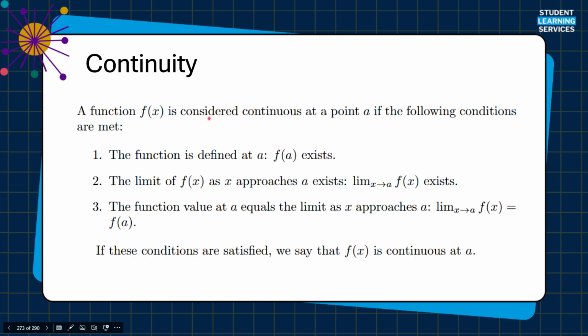For continuity, a function is considered continuous at a point a if the following conditions are met. First, f(a) is defined at the point a. Second, the limit at a exists, meaning the right side and left side limits both exist and are equal. And lastly, the limit at a must be equal to the output at a. If these conditions are satisfied, we say that the function is continuous at a.